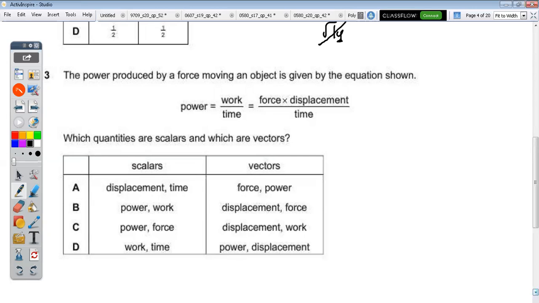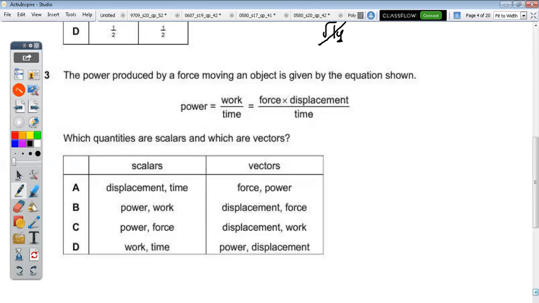This is O level. Doesn't power need displacement? Power does not have direction. It's watts. Power is nothing to do with direction. Are we together? Displacement is distance with direction. Force has got direction. Those are vectors. Acceleration is a vector. Velocity is speed with direction. Power is never a vector.